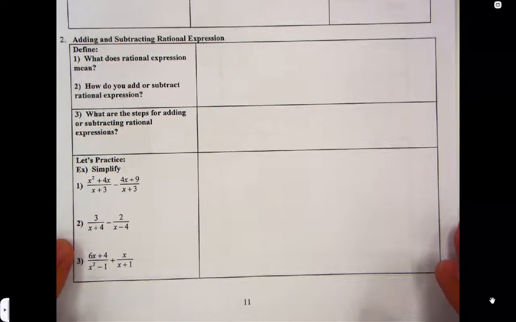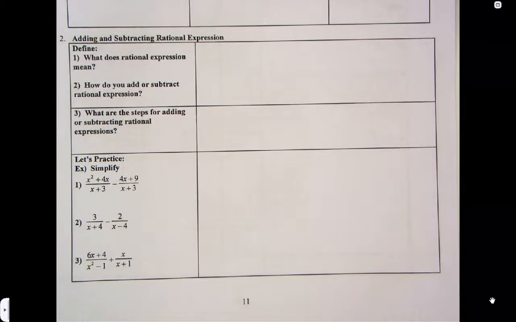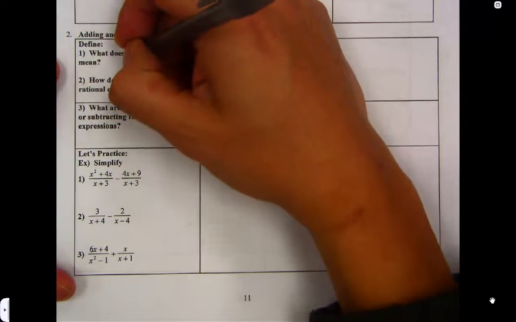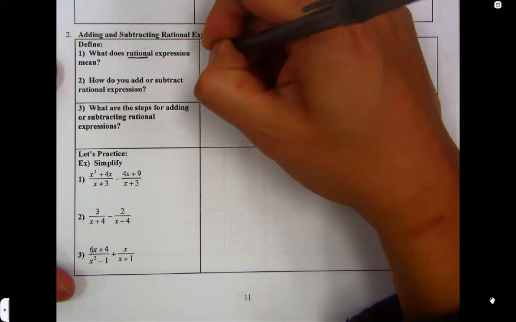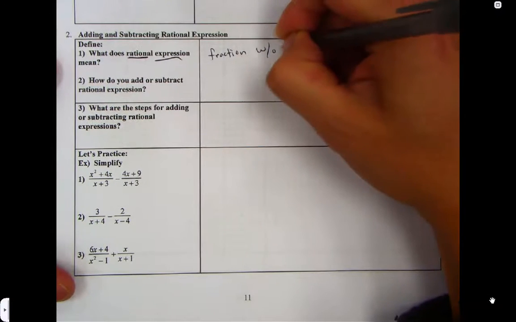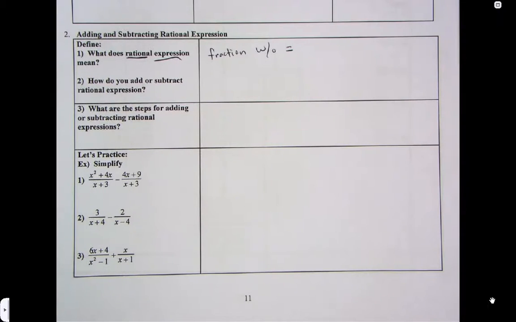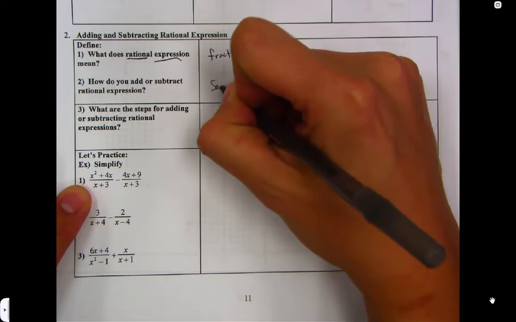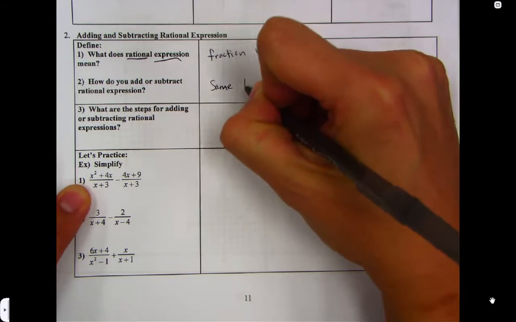Note 7.4, adding and subtracting rational expressions. What does a rational expression mean? Rational means a fraction, something you can write as a fraction, and an expression is without an equal sign. How do you add or subtract rational expressions? You need the same denominator.